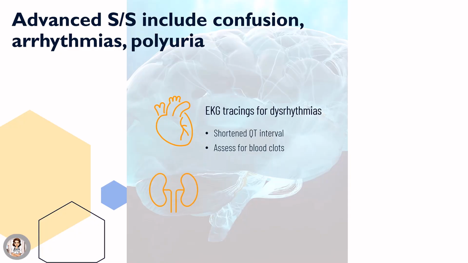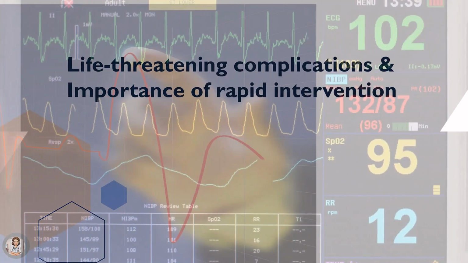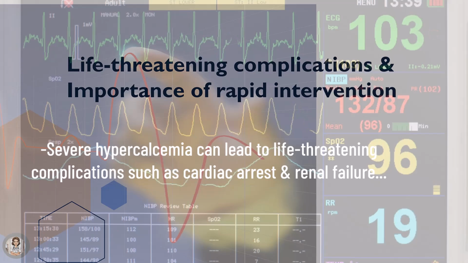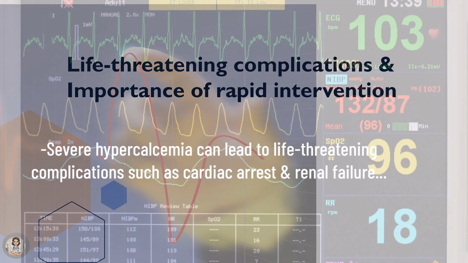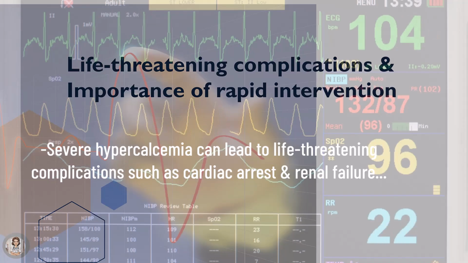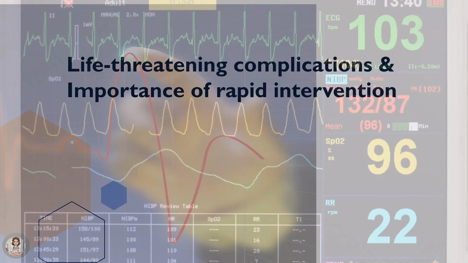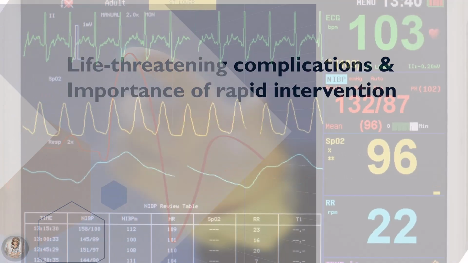Assess for blood clots. In terms of renal, patients may present with renal abnormalities such as polyuria. This is a common symptom in advanced hypercalcemia. Patients may present with flank pain and calcium stone formation in the kidneys. Severe hypercalcemia can lead to life-threatening complications such as cardiac arrest and renal failure, making rapid recognition and intervention critical. Timely diagnosis and emergency treatment are essential to prevent fatal outcomes in hypercalcemia.